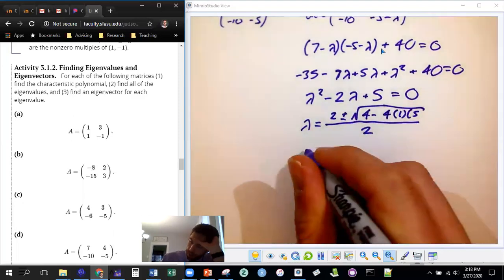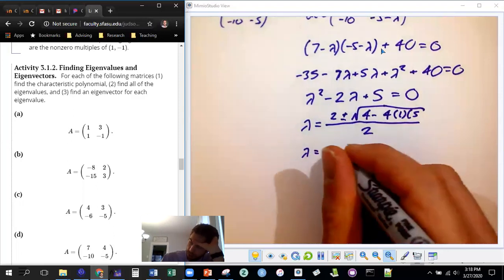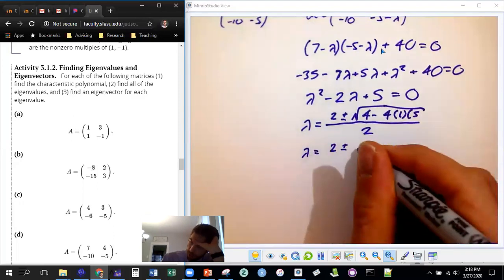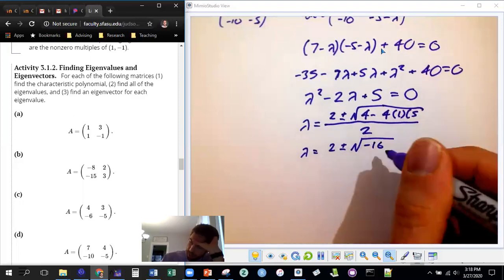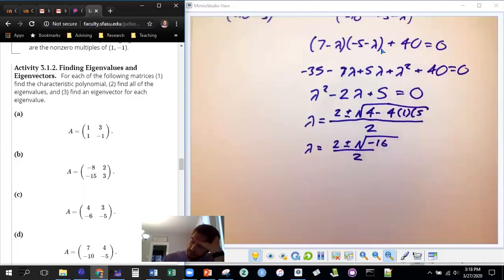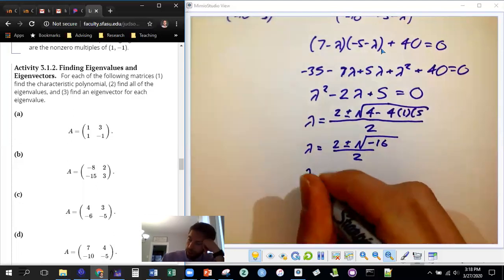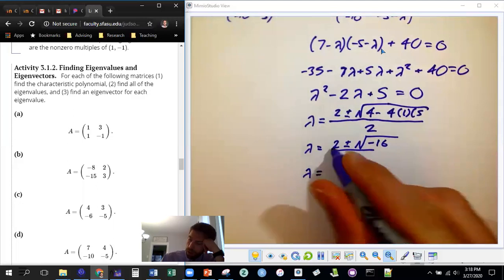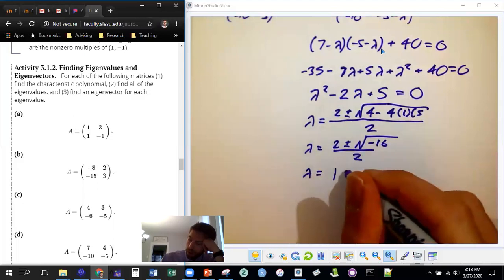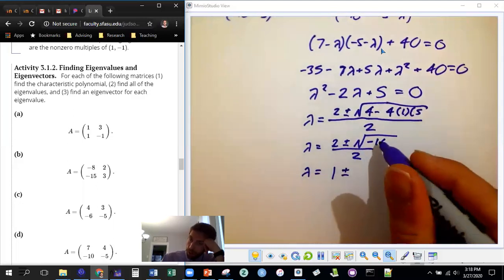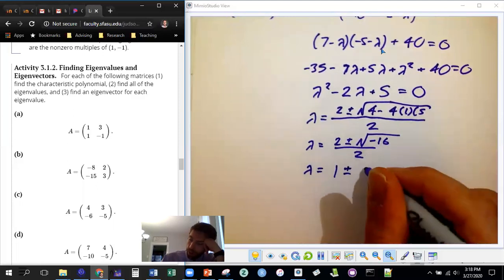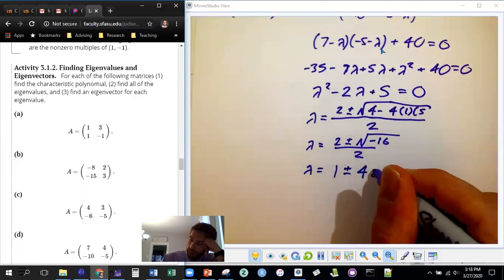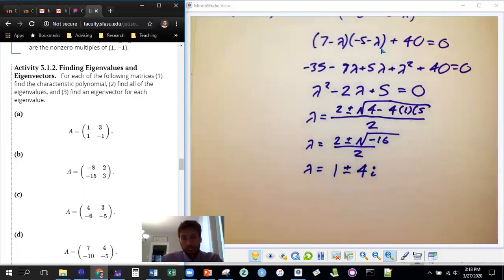Okay, so lambda equals 2 plus or minus the square root of 4 minus 20, which would be -16, all over 2. And then lambda equals 2 over 2, which is 1, plus or minus the square root of 16, which is 4, but then there's a -1 there, so we call it 4i, where i is the square root of -1.